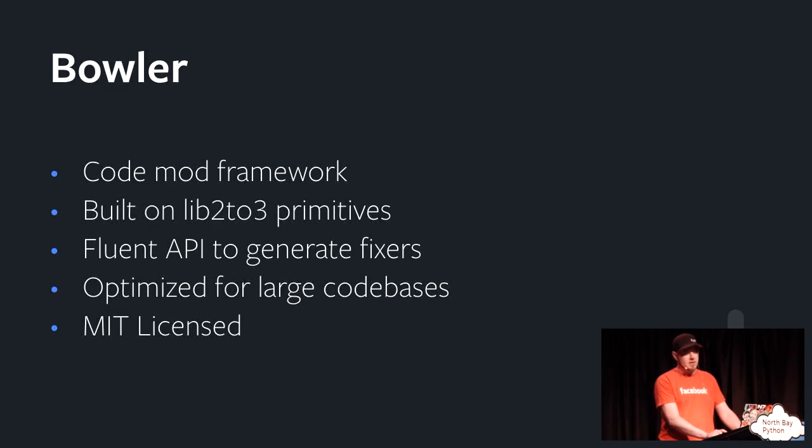Bowler builds on many of the concepts I've already presented, and it's meant to work hand in hand with lib2to3. It provides a fluent API, which allows you to chain method calls and build up the refactorings that you want to have. It's also meant to take full advantage of multiple cores and quickly and efficiently work through thousands of source files. And all this is open sourced, freely available under the MIT license.